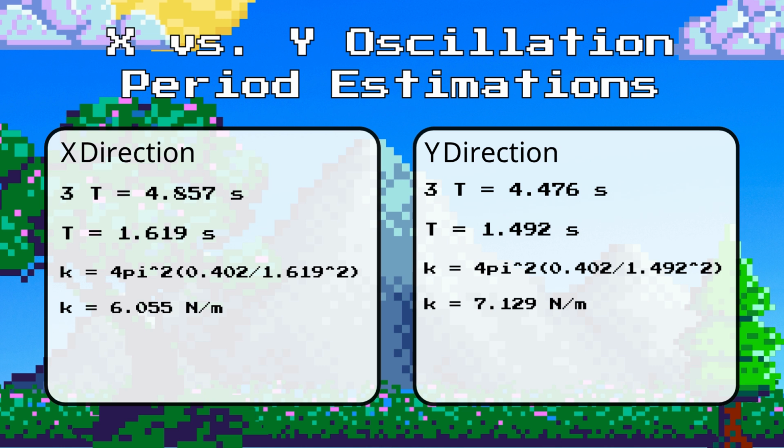The last things we had to do in this experiment for our conclusions were calculate the spring constant using both the x data and the y data for period estimations. We had to take the period of the x data and the period of the y data, and then use the equation for the spring constant to get both the x and y period estimations.